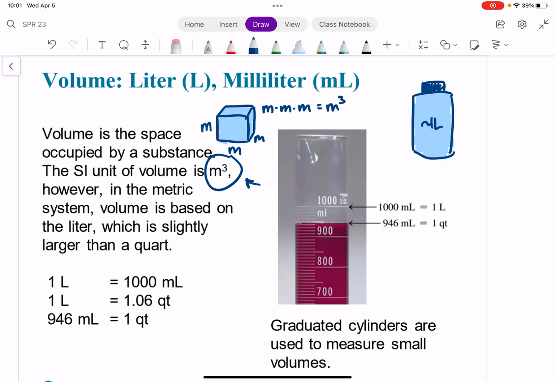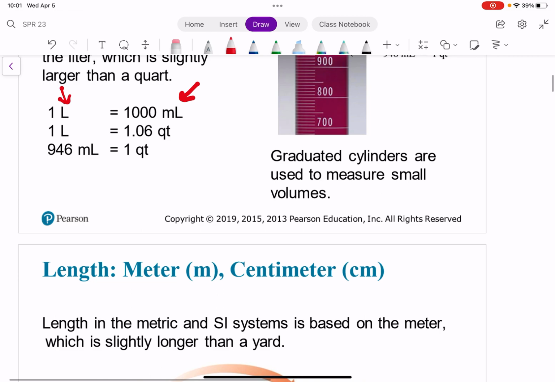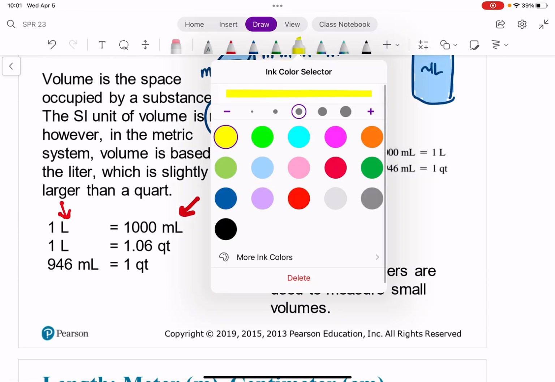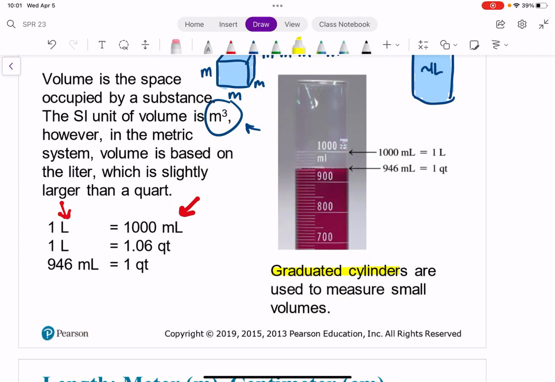A lot of times in chemistry, we actually use milliliters, because milliliters are a smaller unit of measurement than liters, and in chemistry we're often measuring really small amounts. So 1,000 milliliters is in 1 liter. Liters are the larger unit of volume. We'll work with graduated cylinders in lab a lot, which are used to measure small volumes. So stay tuned for that.